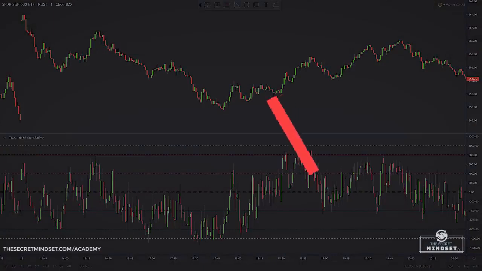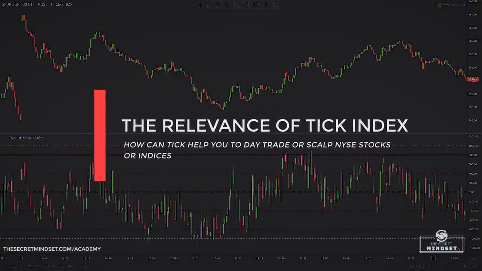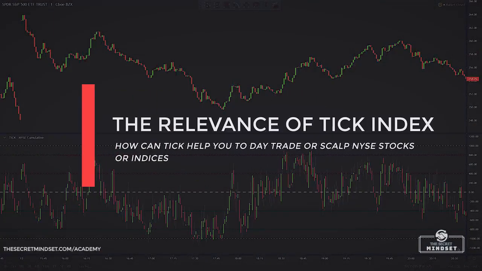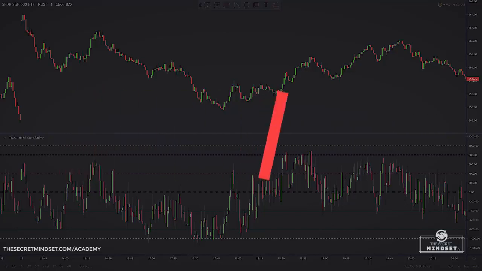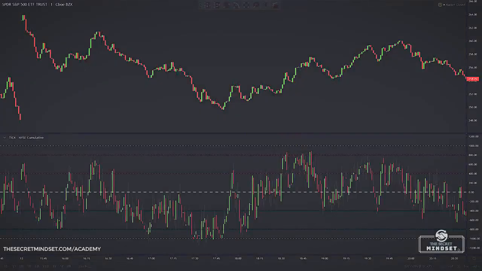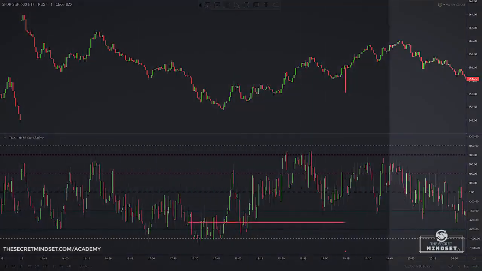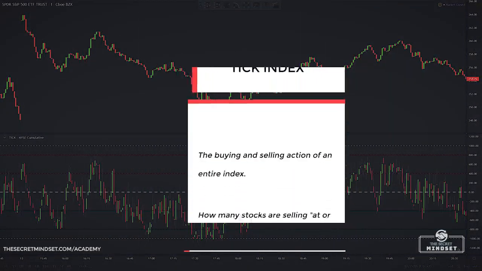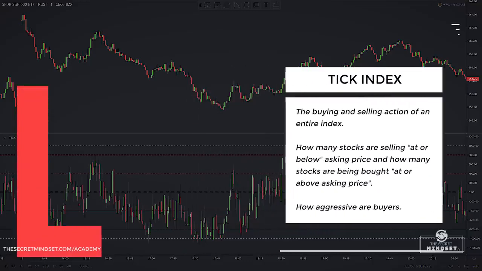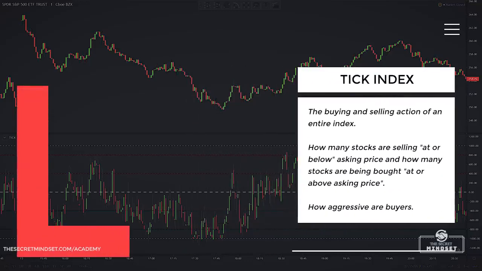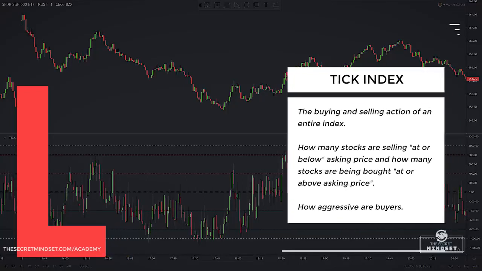Let's step back and look at the big picture. Why is tick important? How is this relevant to you as a day trader or scalper? And why you need to pay attention to tick? Well, because the tick index is recording the buying and selling action of an entire index. This tells us how many stocks are selling at or below asking price, and how many stocks are being bought at or above asking price.